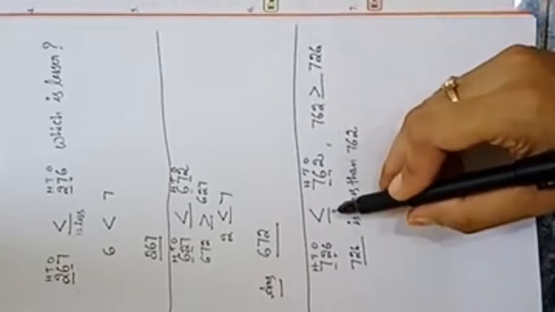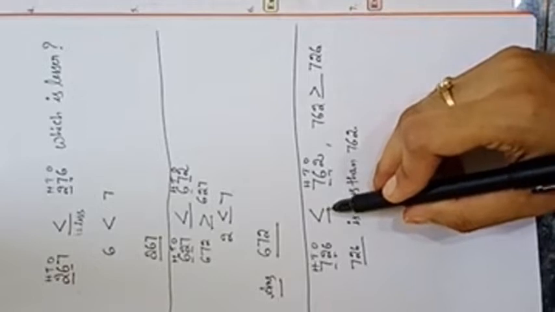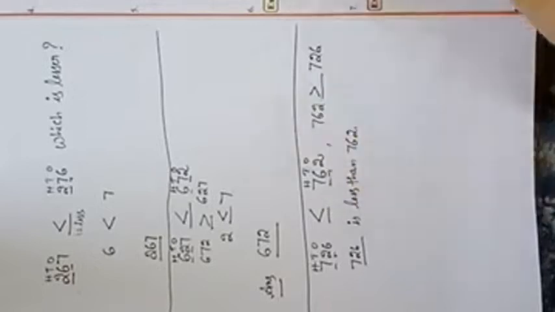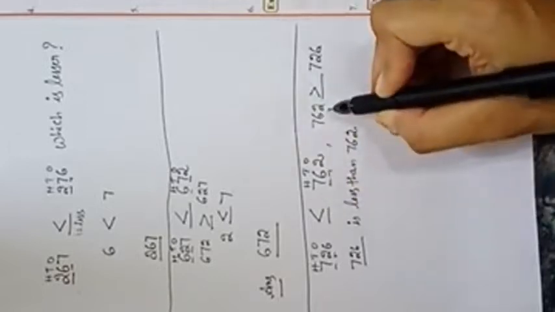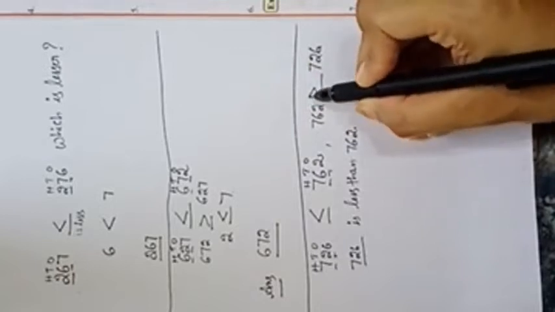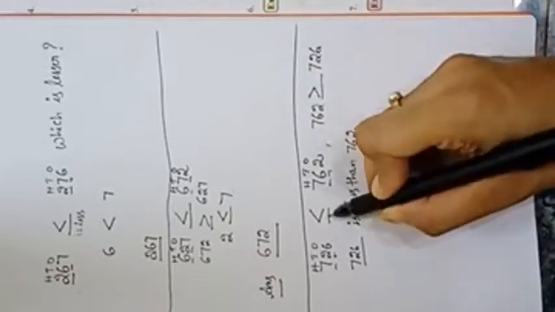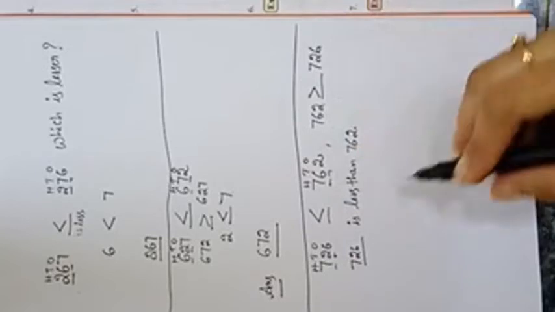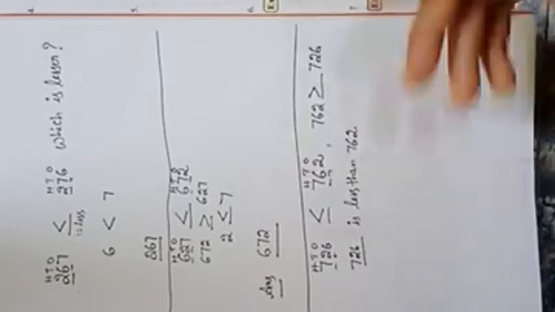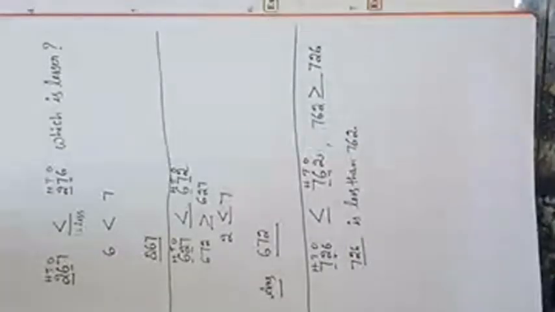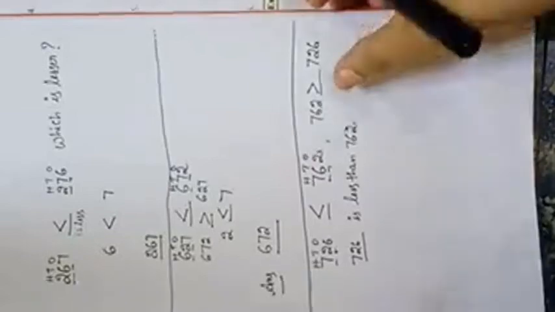So you can put this sign when the bigger number is on the right side. When the bigger number is on the left side, the symbol will come like this. This is the less than symbol, this is the greater than symbol, children. Now tell me, what is the right answer? 726 is the right answer. So write, children, here in this box, 726.